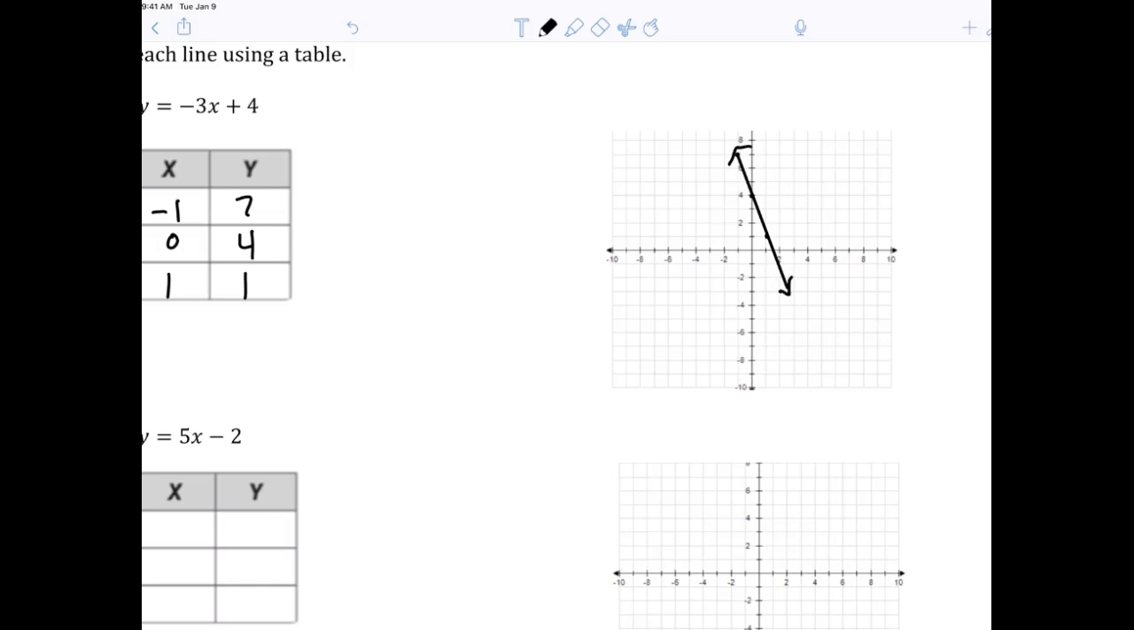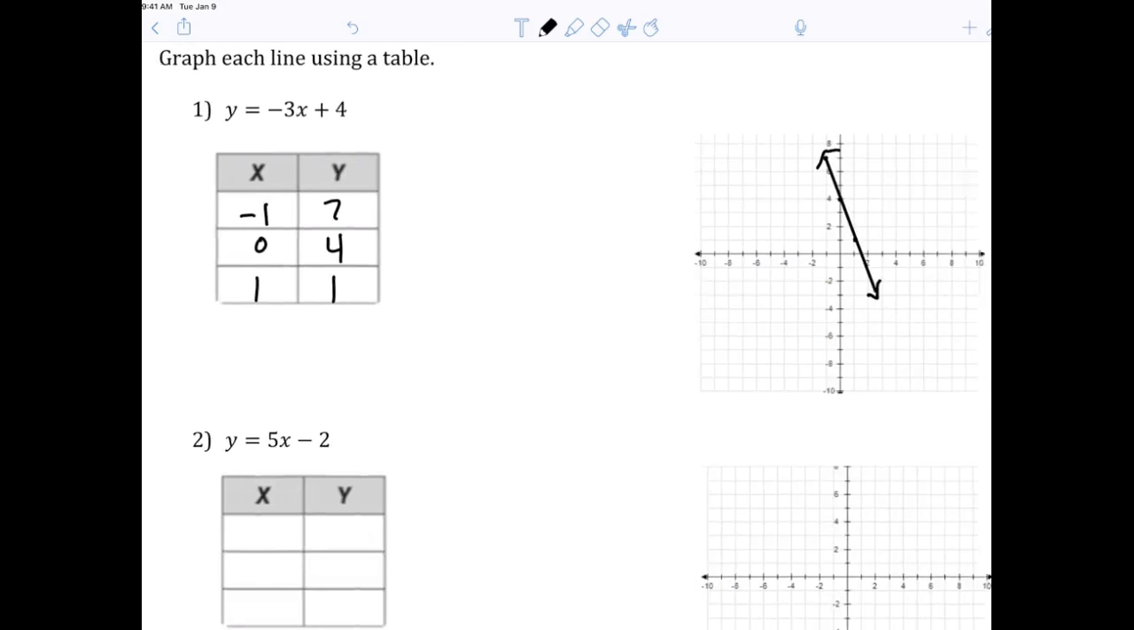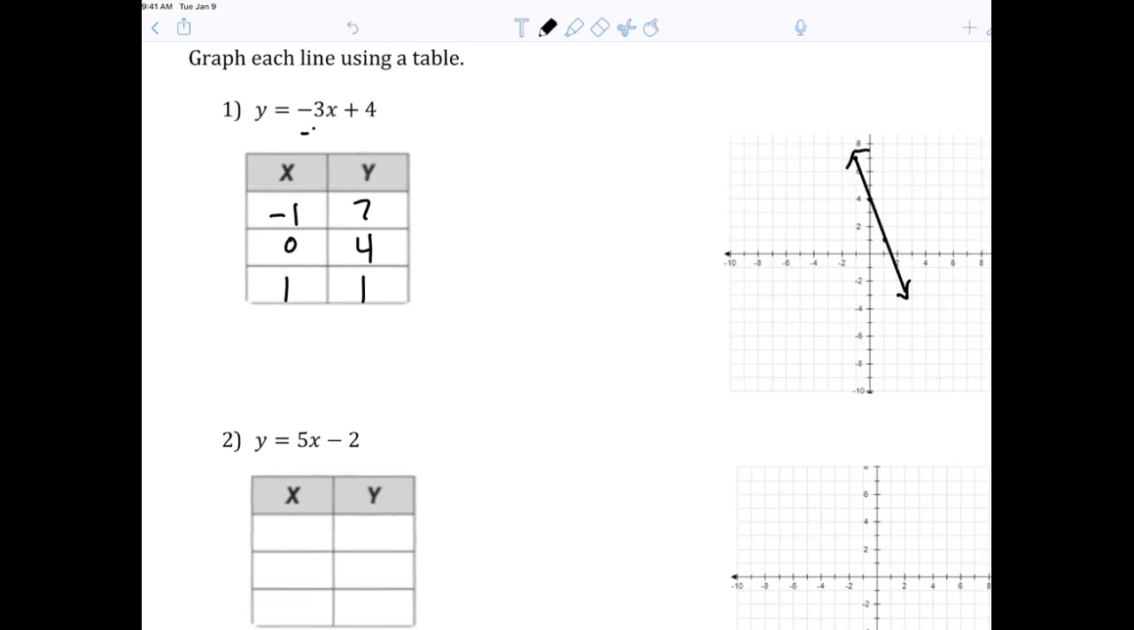Yes, sir. Why would you put a 7 here? Well, remember, if you plug -1 in, it's -3 times -1 plus 4, isn't it? Oh. Right? You see your mistake, right? Okay, good job. That's what I want to hear. If you're making a mistake, speak up. All right? Thomas, you okay? I didn't hear you.